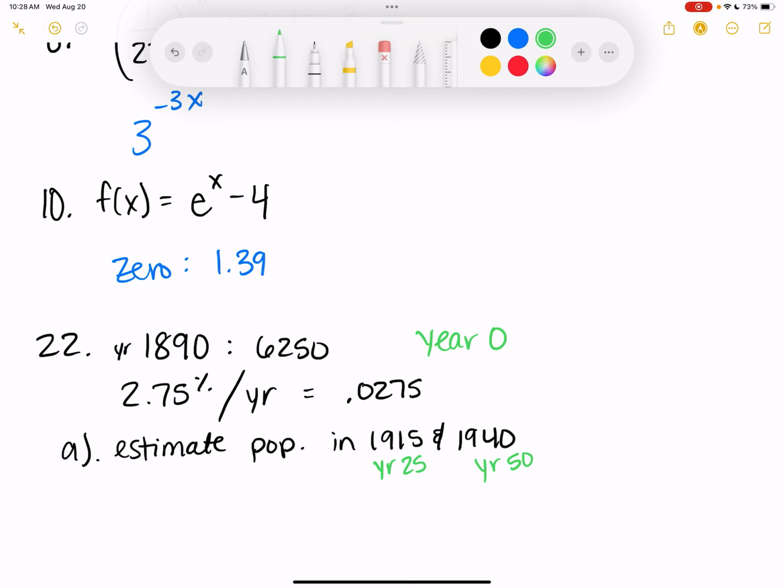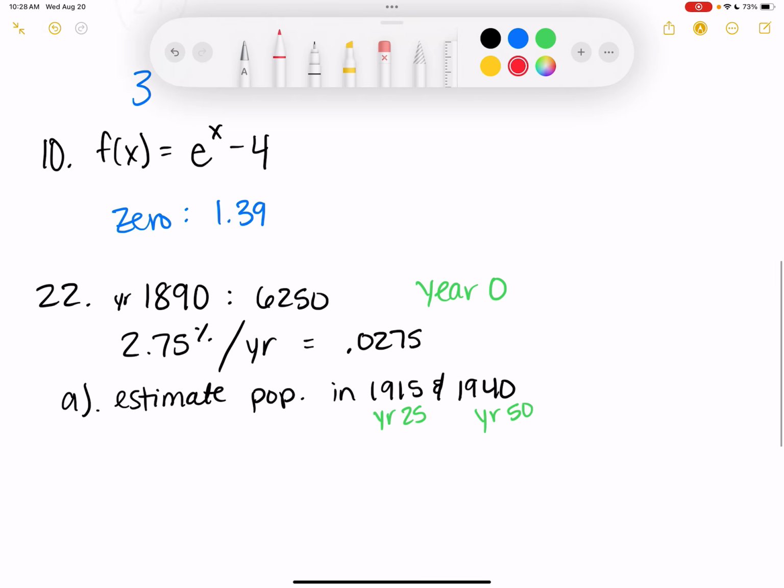In the formula that we have, I don't know if this formula was in your notes or not, P of t is equal to P times 1 plus r raised to the t. And t is the number of years. So we can't just plug in the year itself. We have to say what year number it was. And this P is our initial amount that we started with, so the 6,250 would be that.